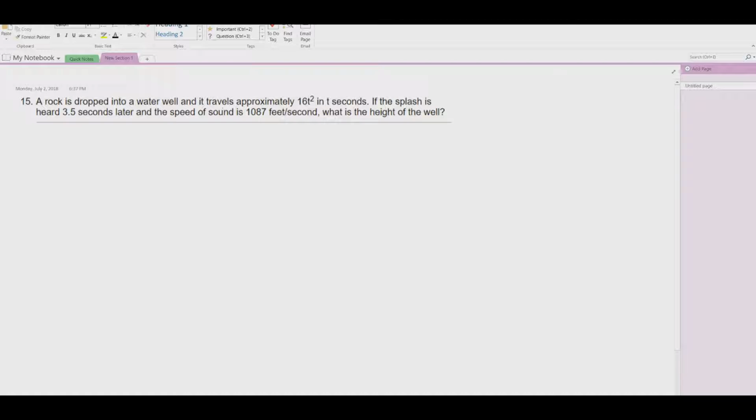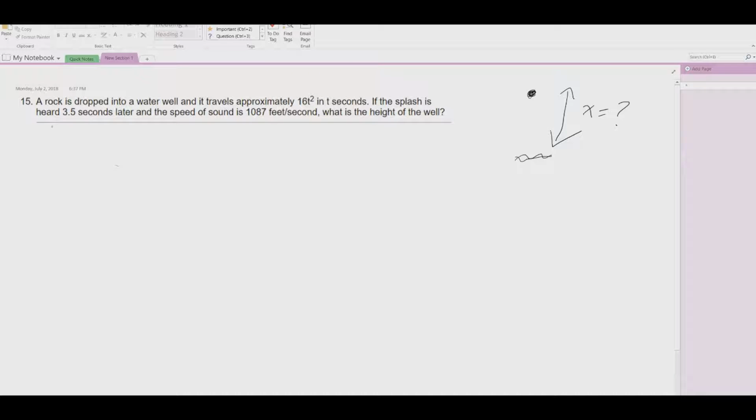So what I'd be able to do, first of all, is just draw out the situation. So in this case, you have a rock. There it is, that's your rock. And you have some water at the bottom. And you'd have a height. And if we call that x, you'd want to know what x is. So you have a rock that's falling into a well, and you want to know what the height is. So what do you know?